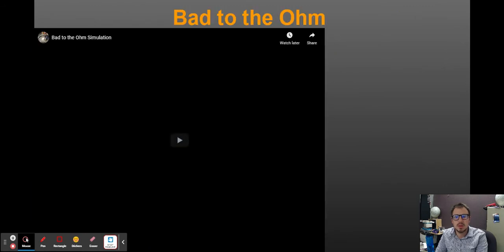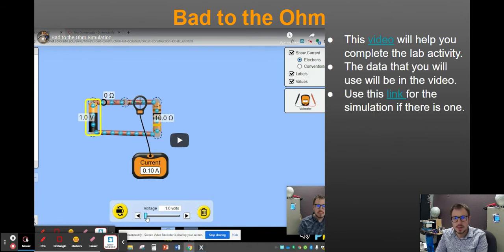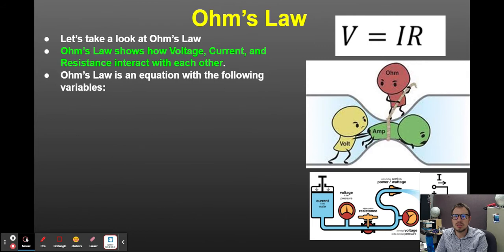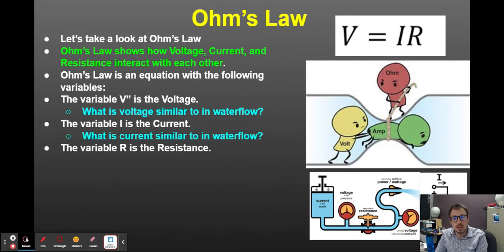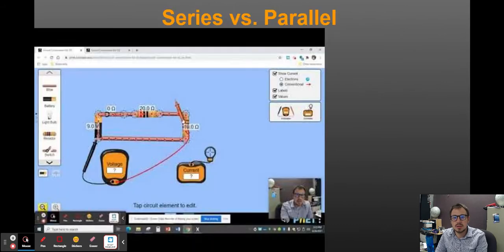Then we talked about Ohm's law. We did the simulation bad to the ohm. We talked about Ohm's law, and it shows how voltage, current, and resistance interact with each other. V is the voltage, similar to pressure, a difference in gravitational potential energy. I is the current, like the flow of water, but flow of charge. And R is the resistance, or like the thickness of that tube. How hard is it for that current to move through that system? All right, so there are the links for that day.